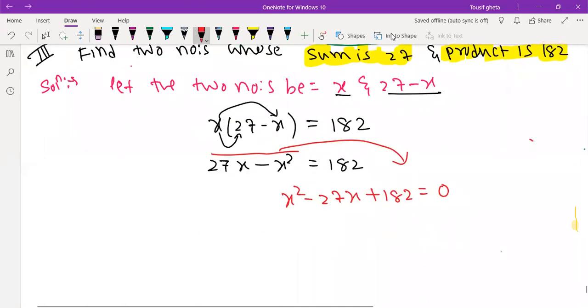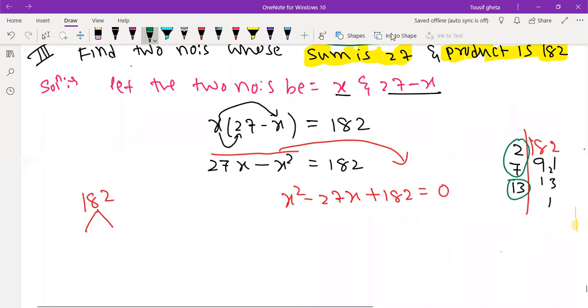Factorization. For 182, I don't directly know what factor to take, so I will go with the factor method. 2 9s are 18, 2 1s are... Now 91 will go in the 7 table, so 7 13s are 91. 7 and 13, right? I need a difference of 27, so clearly I can take 7 2s are 14 and this is 13. So 14, 13. I want minus 27, so keep both minus: x square minus 14x minus 13x plus 182 equals 0.